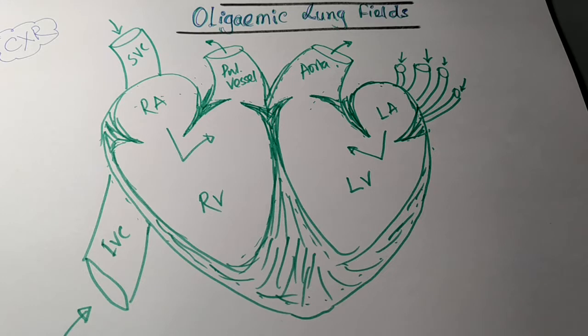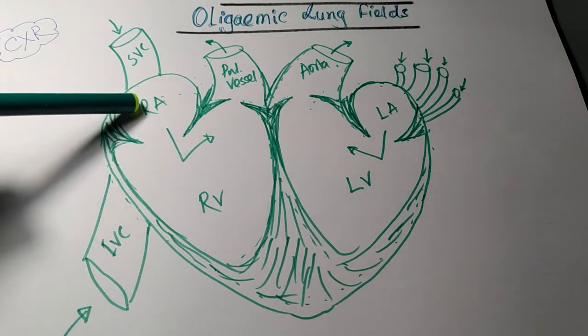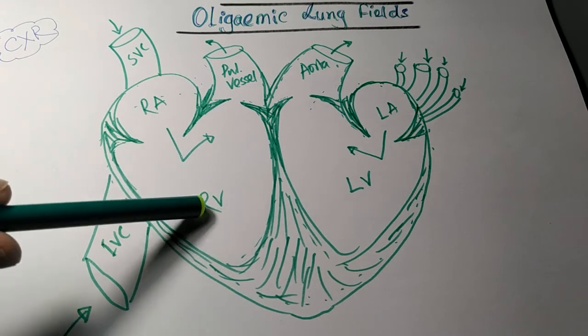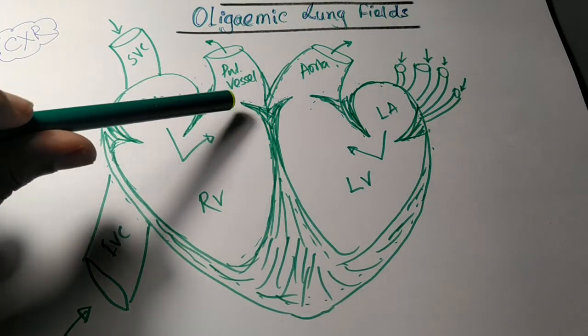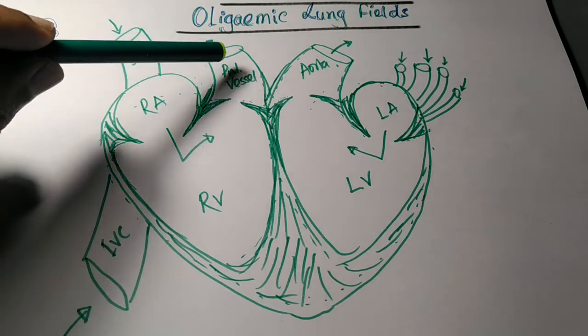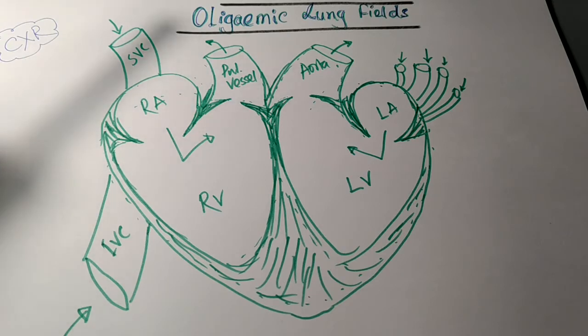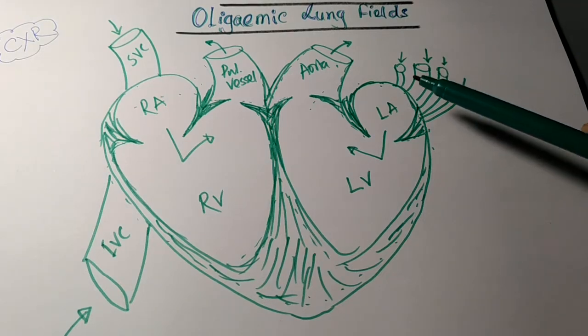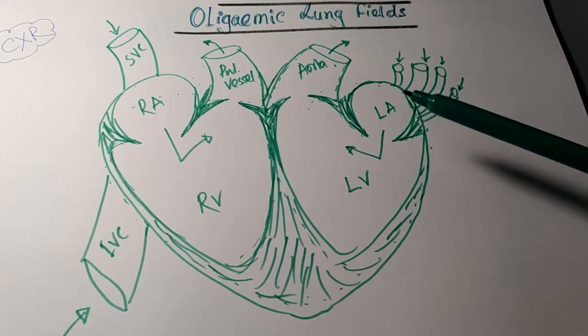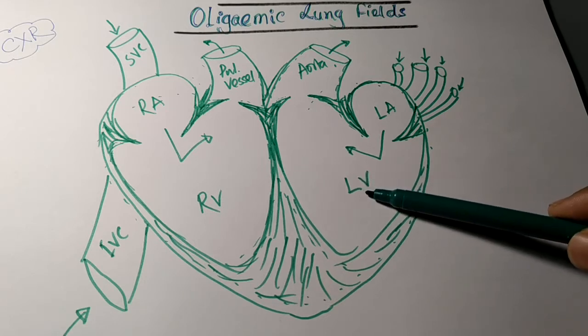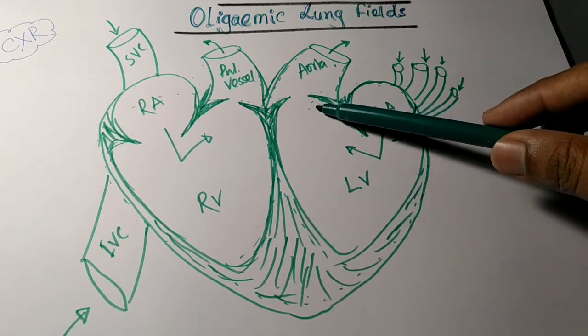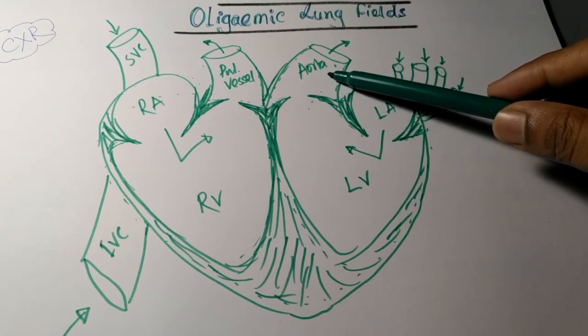As we know, the venous blood from the superior vena cava and inferior vena cava enters the right atrium, then the right ventricle, and from the right ventricle through the pulmonary valve it passes into the pulmonary vessels and becomes oxygenated in the pulmonary bed. Then the oxygenated blood passes through the pulmonary vein into the left atrium. From the left atrium it goes to the left ventricle, and then through the aortic valve it passes into the aorta, that is systemic circulation.